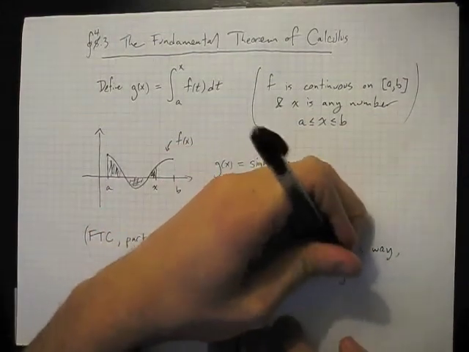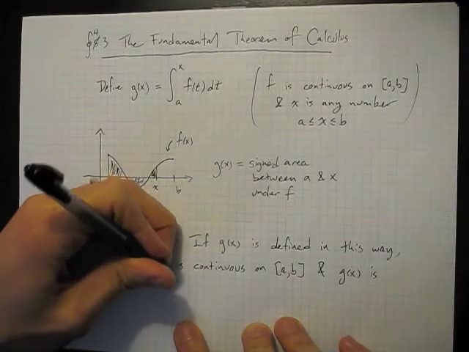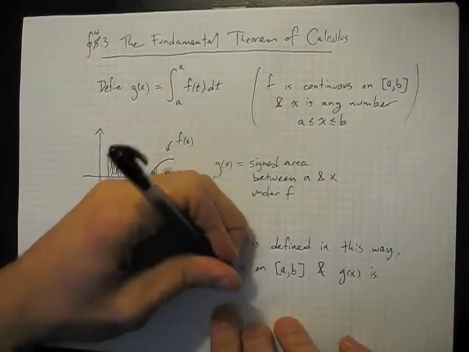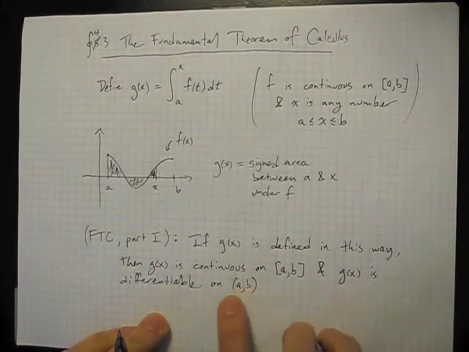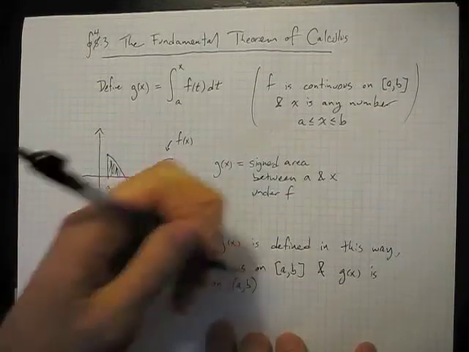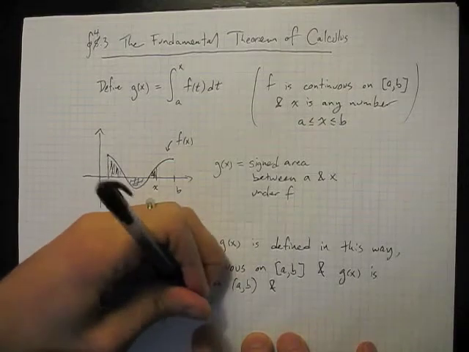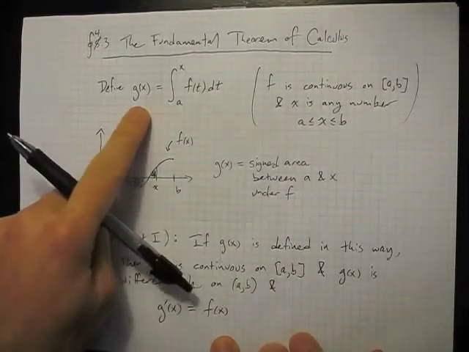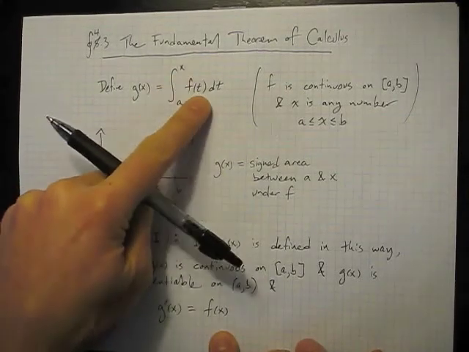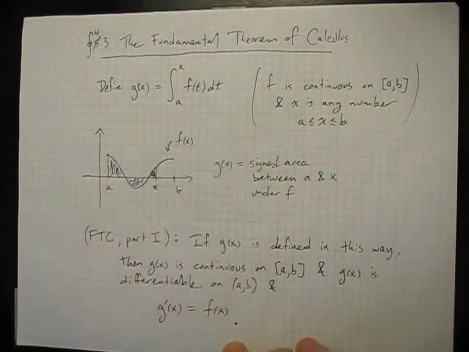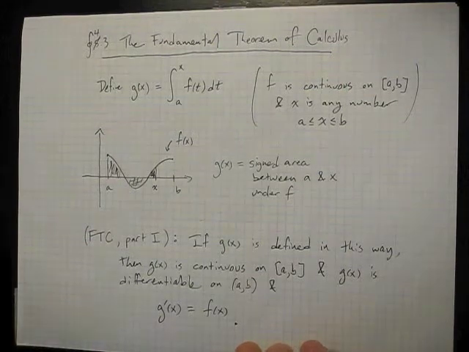And g is differentiable on the open interval from a to b. That means g has a derivative for every value of x in between a and b. And moreover, g prime of x is just equal to f of x. So the derivative of this function is just gotten by taking the function f and plugging in the variable x. Okay, so this is what the fundamental theorem of calculus, part 1, says. And as I say, it's one of the most important theorems in mathematics.